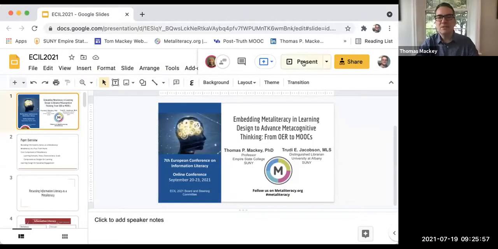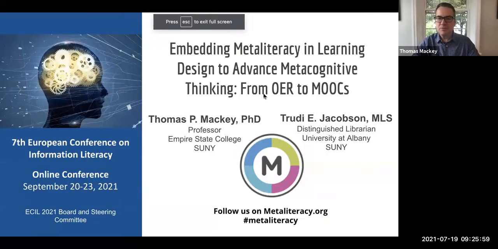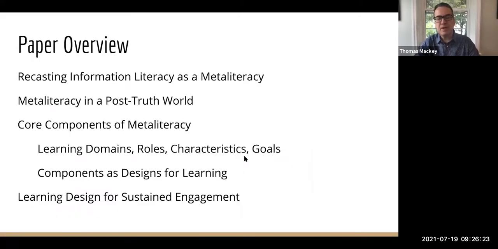We're very excited to be talking about meta-literacy in particular, and how we embed meta-literacy in learning design using open educational resources that we've developed. This has very much been a project of both theory and practice, and developing resources that other people can use, other educators and students. So I'm going to move forward and provide an overview of what our paper is about and what our presentation is about today.